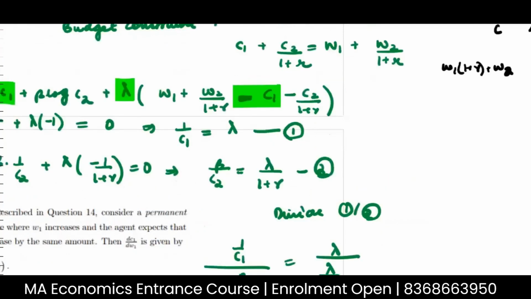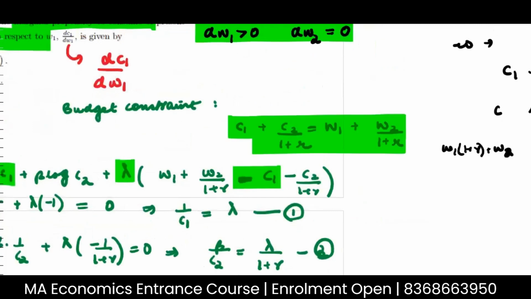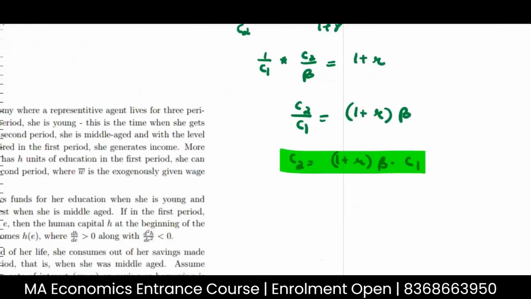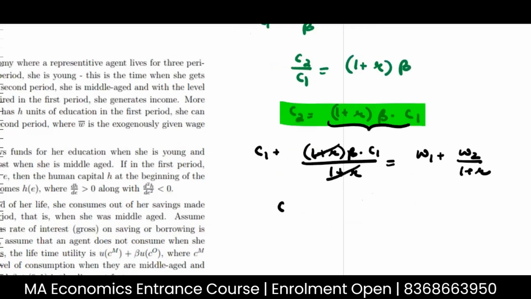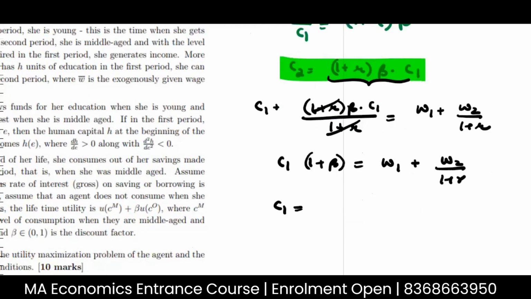Just put this back in your budget line. So you will get C1 plus, instead of C2, I'm writing this, 1 plus R into beta into C1 upon 1 plus R is equal to W1 plus W2 upon 1 plus R. So you will get C1 (1 plus beta) is equal to W1 plus W2 upon 1 plus R. So you will get C1 is equal to 1 upon 1 plus beta times W1 plus W2 upon 1 plus R.